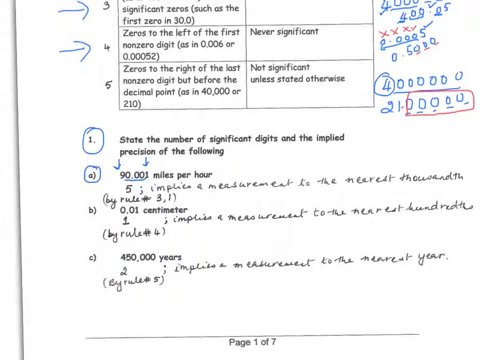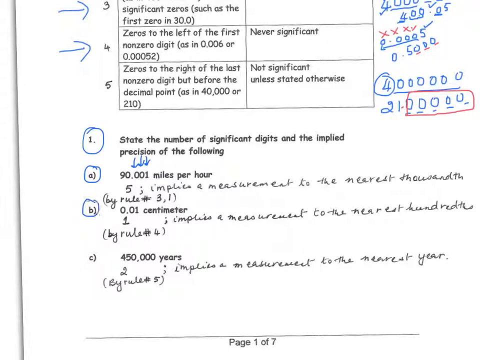So how many significant digits do we have? We start off with the 9. Another one is the 0. Another 0 follows. There's another 0. So there are a total of 5 significant digits. So we look at this. We have tenths, hundredths, thousandths. So it implies a measurement to the nearest thousandth.